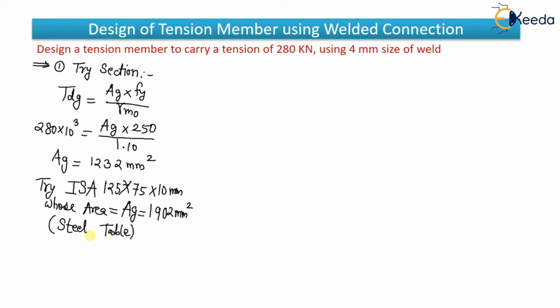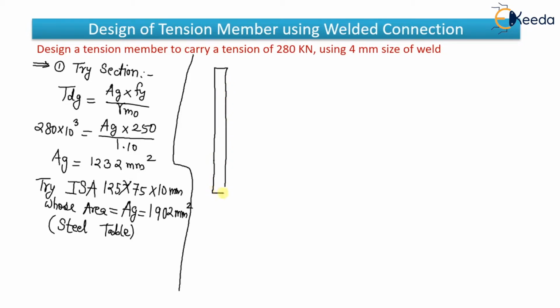Now you have to design this section for the welded one. So I will be using the type of connection as welded. For that, let me show you some concepts related to the welded connection. See, for example, this is your gusset plate like this. Okay, this is your gusset plate, and you want to design the ISA.